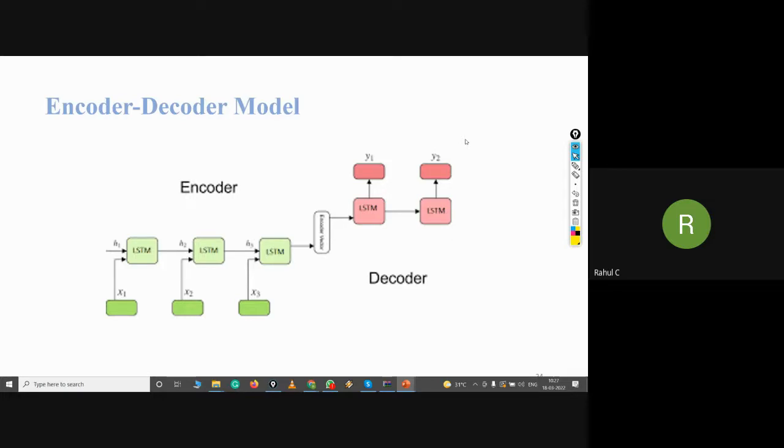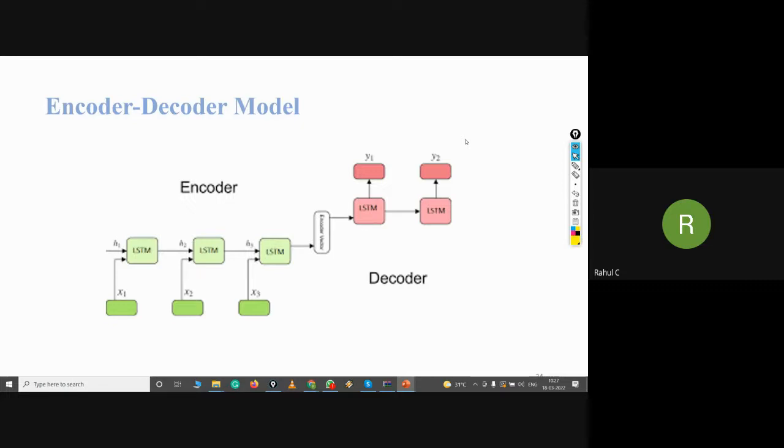That means in English you have 6 words, and in Malayalam you can have only 3 words. So in that type of application, the total number of input words is 6 and the total number of output words is 3. That's why we are using RNN and LSTM.